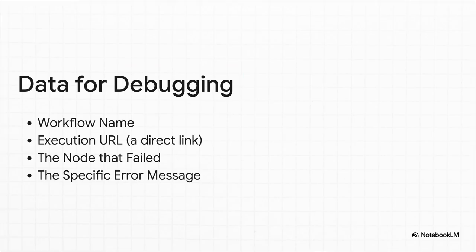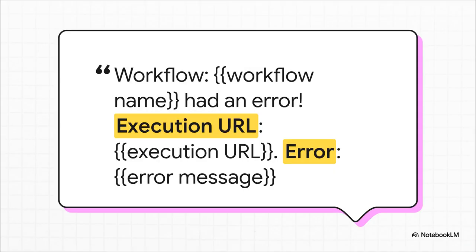And the data it gives you is pure gold for debugging. You get the name of the workflow that broke. You get a direct URL to the exact failed run so you can see the data that caused the problem. You even get the name of the specific node that failed and the actual error message itself. No more guesswork. And with all that juicy information, you can build the perfect, most helpful alert message you can imagine. Look at this example for a Slack message.